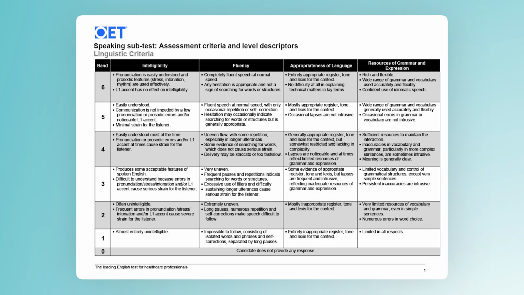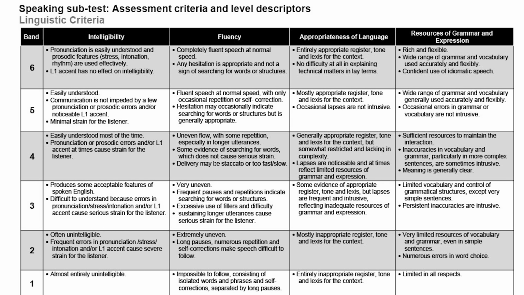Now let's move on to linguistic resources. Here, the student would have scored a 4 out of 5. For appropriateness of language, the student scored well, but missed opportunities for lay terms. The linguistic level descriptor for Band 6 criteria says the student has no difficulty at all in explaining technical matters in lay terms. Here, the student used hypertension repeatedly. While this is accurate, a Band 6 or Grade A performer would use high blood pressure to ensure the patient understands and feels comfortable. So the key takeaway? Remember that you are speaking to a person, not a medical textbook.